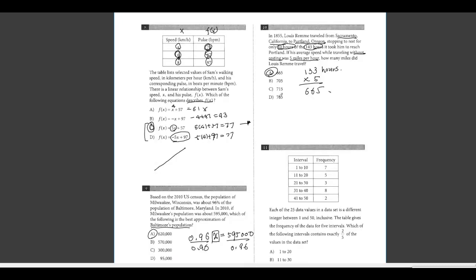Choice A is the answer. Okay, number 11, we have frequency data. You can see the question. Which of the following intervals contain exactly 2 pips of values of data?